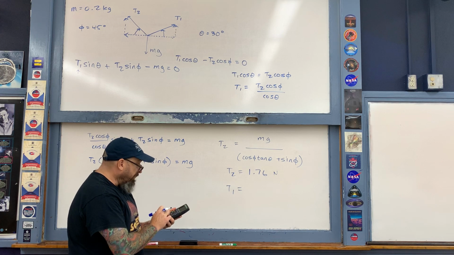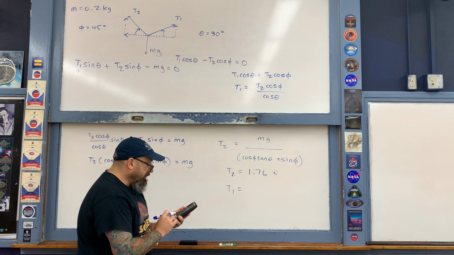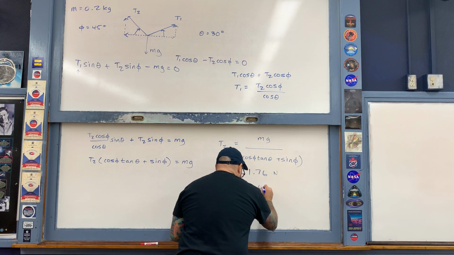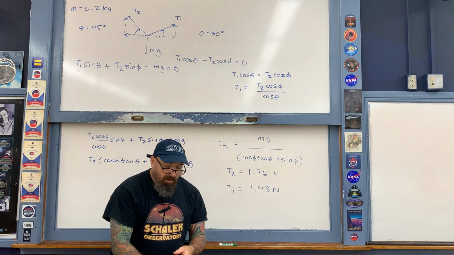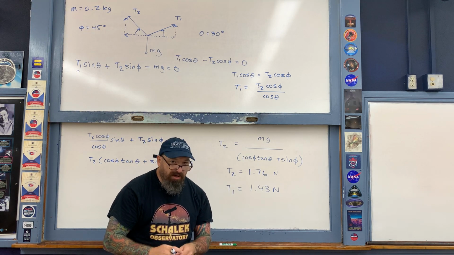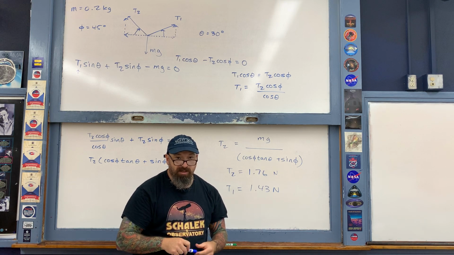Multiply it by cosine of 45 degrees, and then divide by cosine of 30. And this then comes out to be about 1.43 newtons, like so, okay? Then, as I begin to complete this problem here, I have the demonstration set up once again, by the way, on a table that's behind the camera.